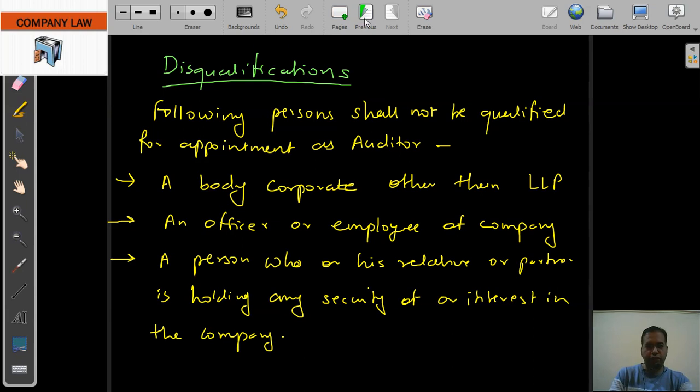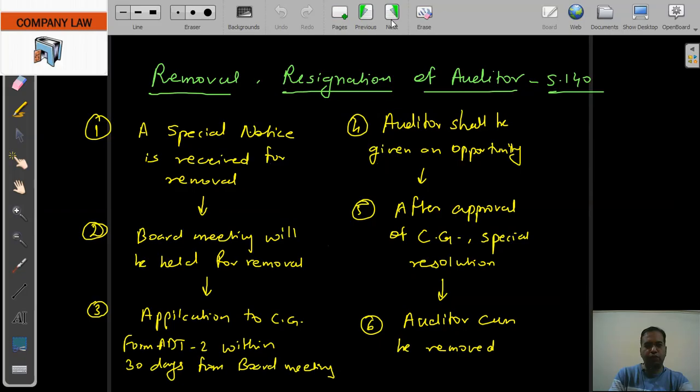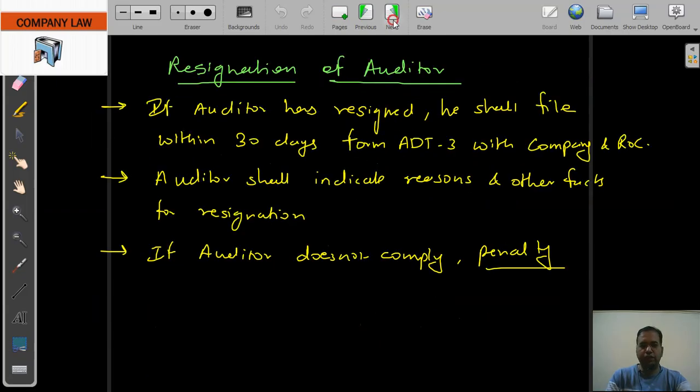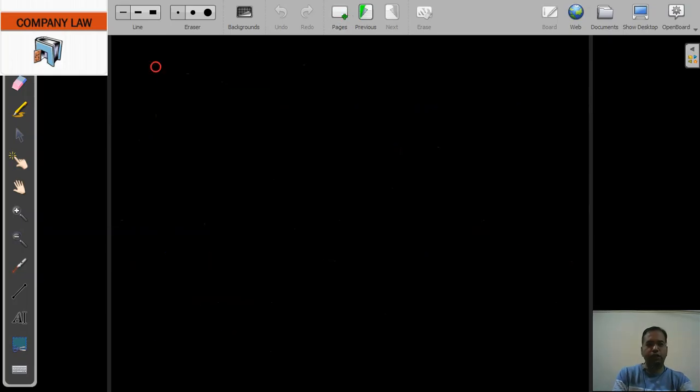So these are the facts about the appointment of auditors. You may just make a note of these points. Removal we have done, then resignation and qualification, disqualification. Now we'll talk about remuneration of auditors, section 142.